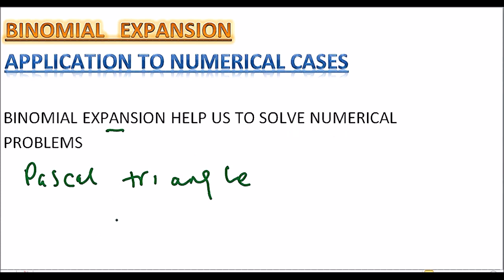For example, if you are given 0.98 to the power, let's say 5, without using a calculator, it will take you some time to compute. But using the binomial expansion and application of the Pascal triangle, we can solve this problem in a much easier way. So we are going to do that by use of examples. I'll solve one or two examples for you, then you can see how we apply the binomial expansion to solve numerical problems.